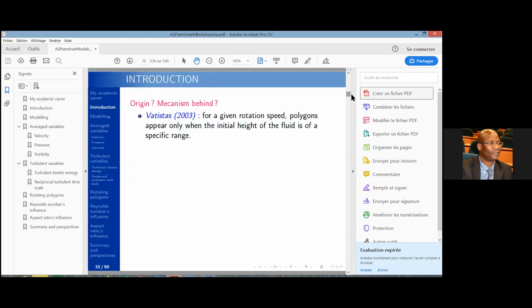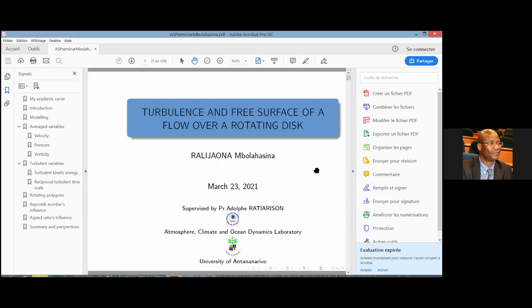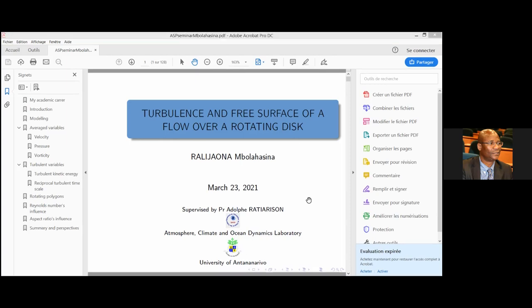So Hasina, what was the motivation to start with a cylindrical surface or a cylindrical volume first? The tank. You mean to ask about the tank, which contains the... Yes. It's simply because of the phenomenon happening at the free surface. It's the flow that is driven in cylindrical tanks that shows those rotating polygons.